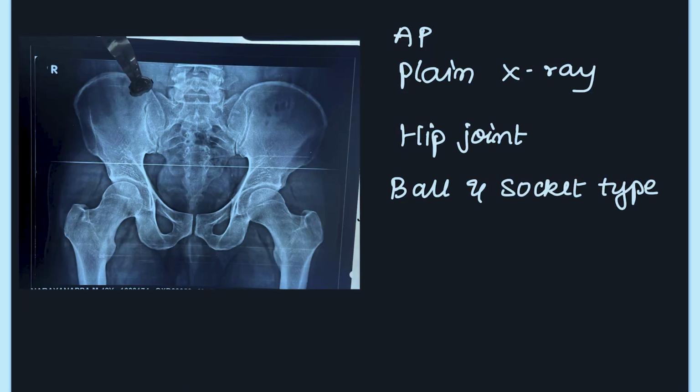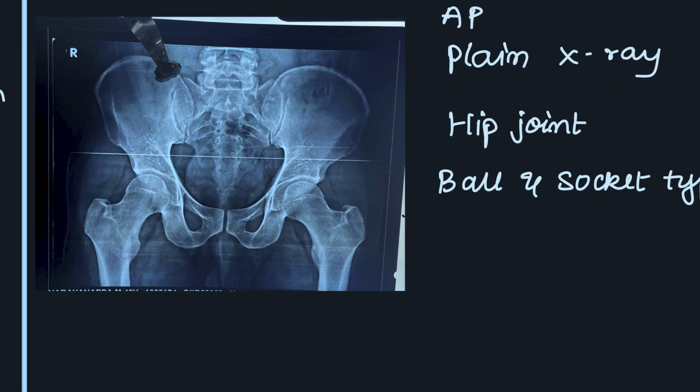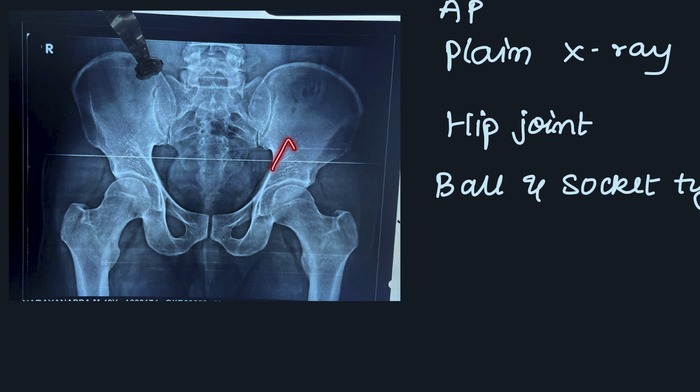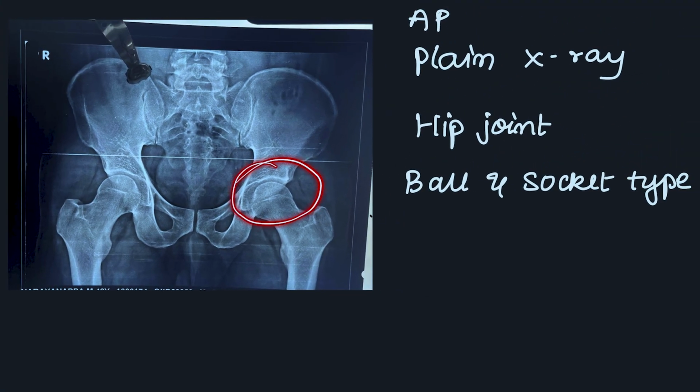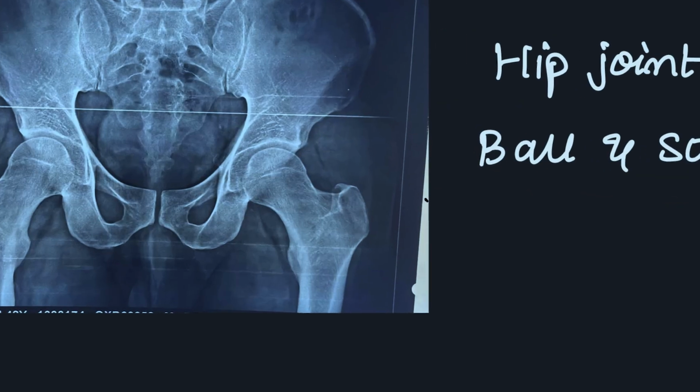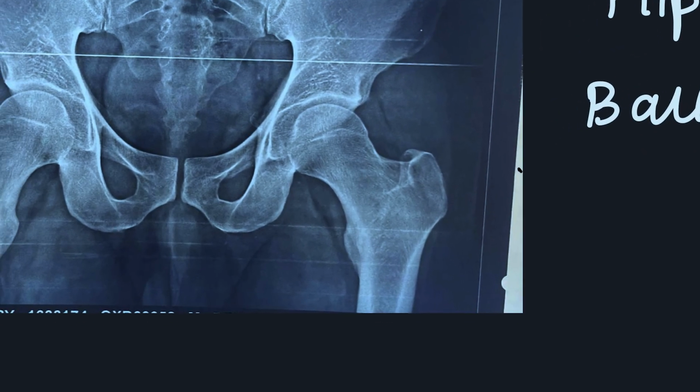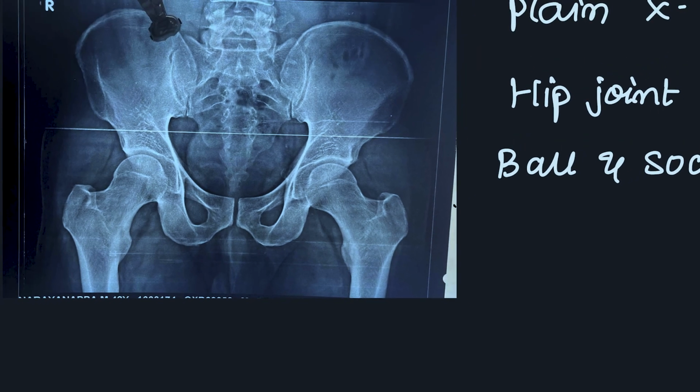So next we have again our hip joint. So this X-ray is AP view and it's plain X-ray. We can see hip joint over here. And there's one more thing. Before I tell that, what type of a joint is hip joint? It's ball and socket type. So what are the bones we can see over here? The hip bone, the femur, head and neck of the femur. We can also see sacrum over here, and also the coccyx.